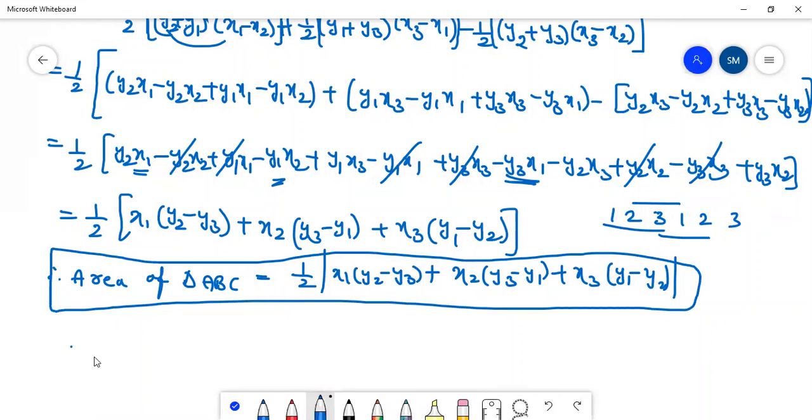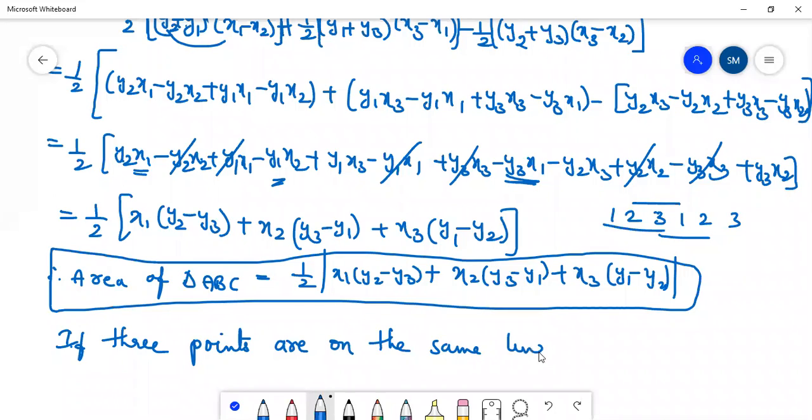And if three points are on the same line, then we say that the points are collinear.